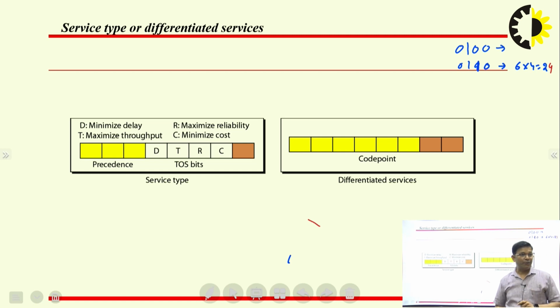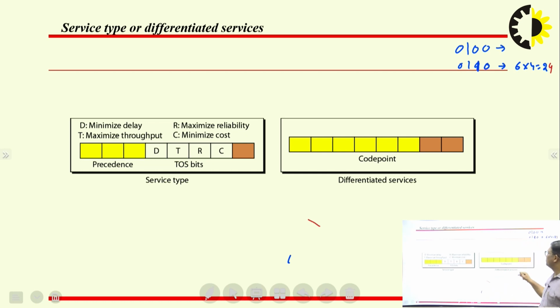But listen to one thing. Can we have minimize cost and maximize throughput and minimize delay together? No. If we are keeping C as 1, the others should be 0. Because if we are keeping minimize cost, reliability doesn't matter, throughput doesn't matter. Minimize delay, yes, it can be one option, but if C is 1, then other bits are 0. But if D is 1, we can keep maximize reliability as 1 too: delay minimum, but reliability also 1.